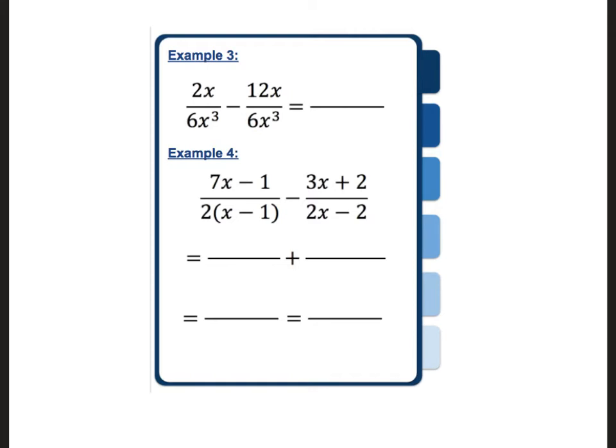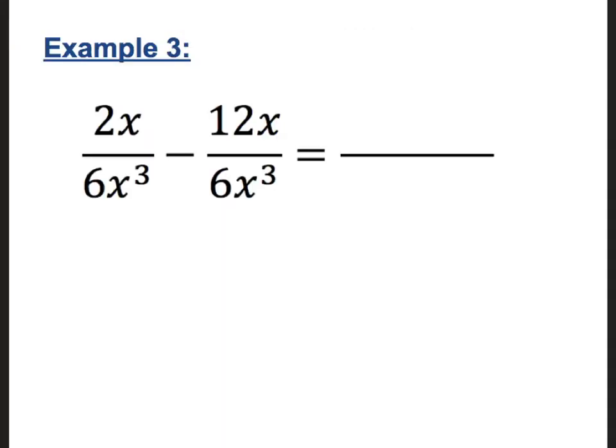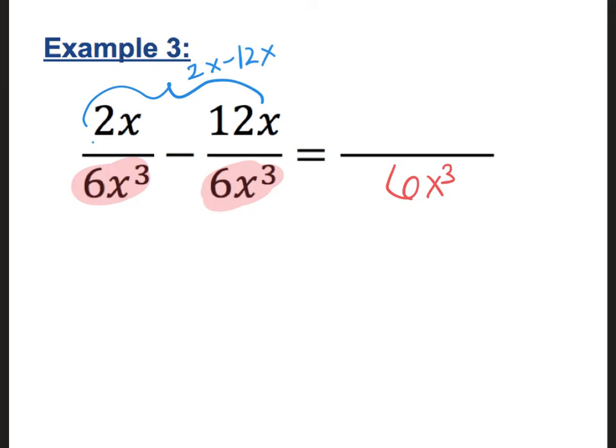So for my first example, we have 2x divided by 6x cubed minus 12x divided by 6x minus 3. Notice right off the bat we have our common denominators. We still have to find those to start if they aren't already there. So these are good. So we can go ahead and just put the things together. Now on the bottom, remember you're still just going to have 6x cubed. And then on top, I'm doing 2x minus 12x.